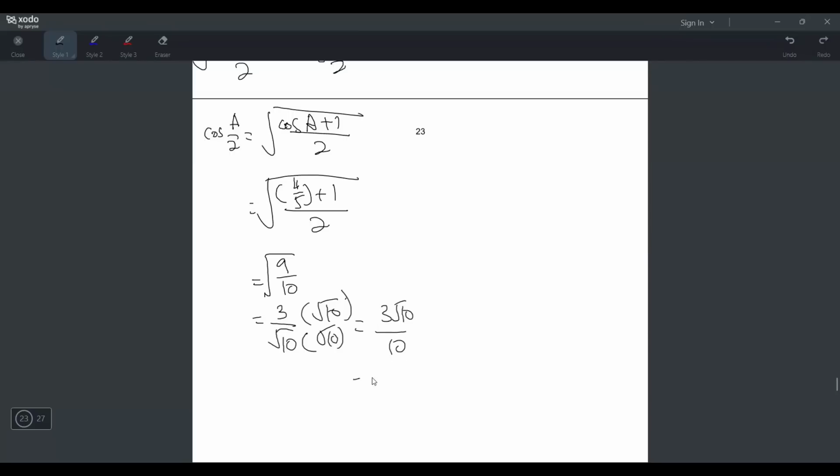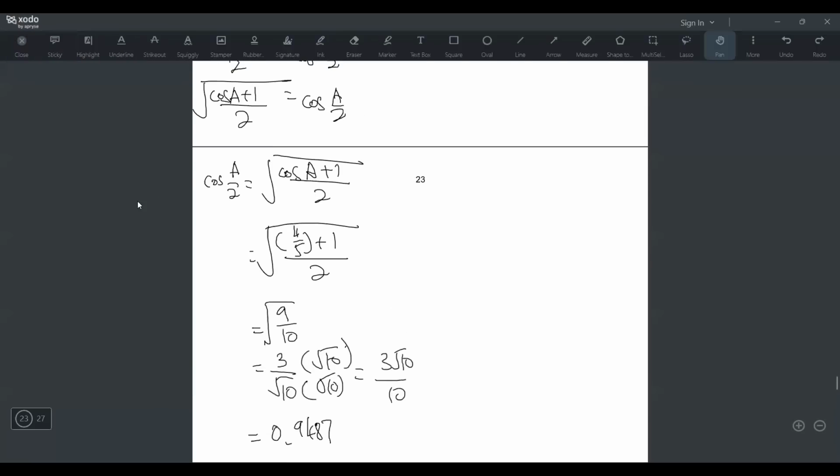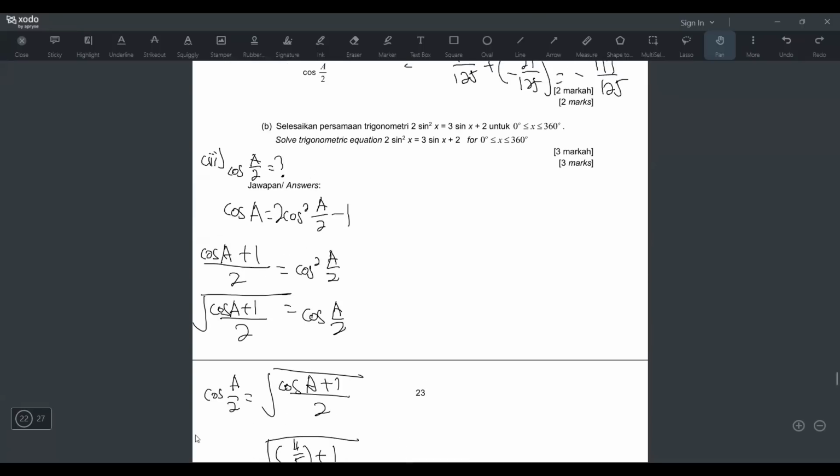Or maybe some student said, sir, what if I press this and then write in decimal? Can also, right? Because the question never said I have to write in a specific form, right? Okay, if you press in decimal, you get 0.9487, right? But it's fine. You want to write like this, like this, or like this, whatever, because the question never said, right? But if me, I think I'll just stop here. I think I'll just write like this, right? But it's fine. It's all the same thing, right? Okay, I'm finished with part A.